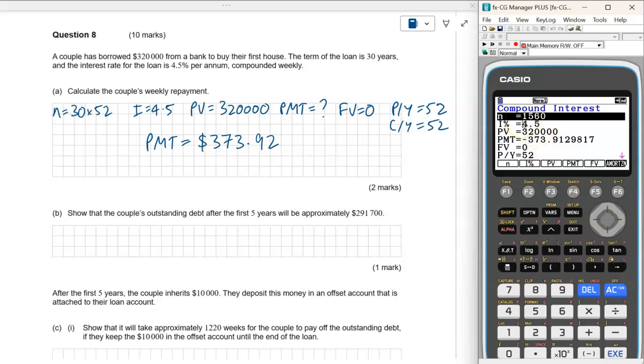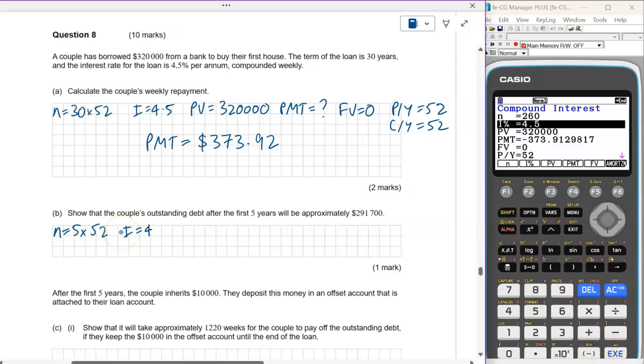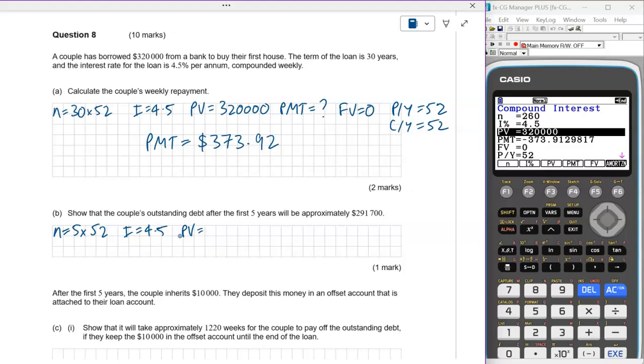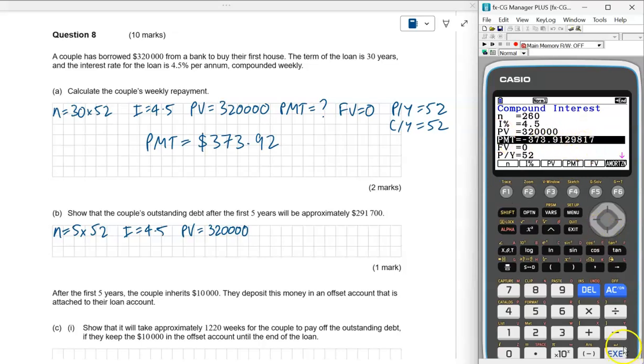So now we're setting n to 5 times 52, because we're just making 5 years of payments to work out what's still left on the loan. Interest rate remains the same at 4.5%. Present value remains the same at $320,000. PMT, we're just going to clean that up to 2 decimal places. So remember, it's an outgoing, so minus $373.92.